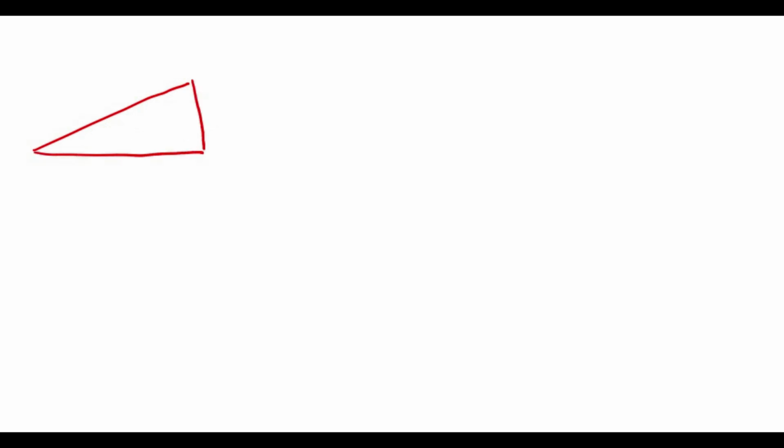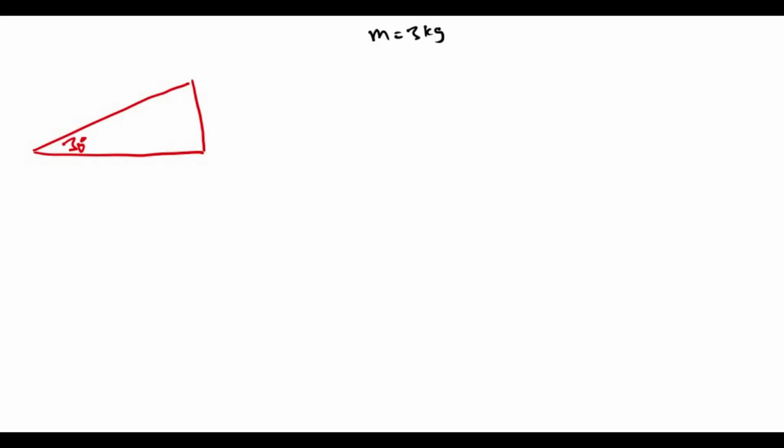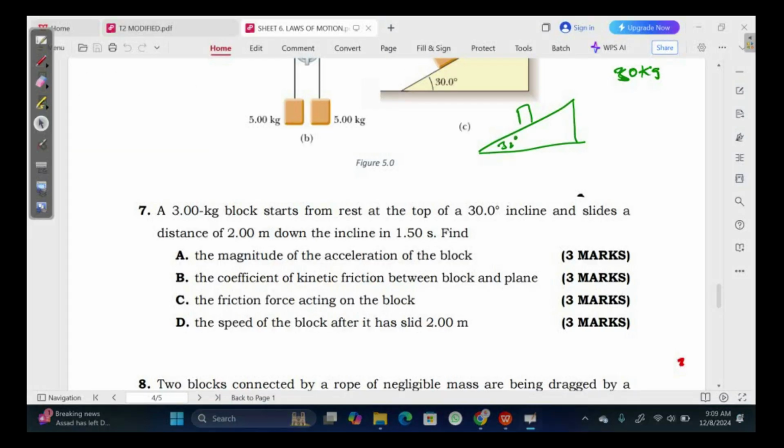So the angle is 30 degrees, and the mass is 3 kg, and we have been told that the distance is 2 meters. So what are they trying to tell us? The distance from this point to that point is 2 meters. The time interval is 1.5 seconds. What else? Okay, so they want us to find the magnitude of the acceleration of the block.